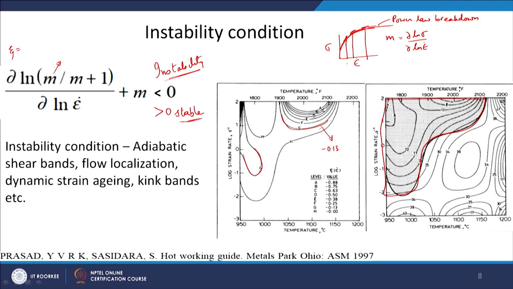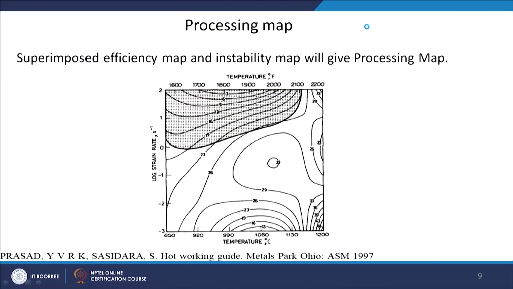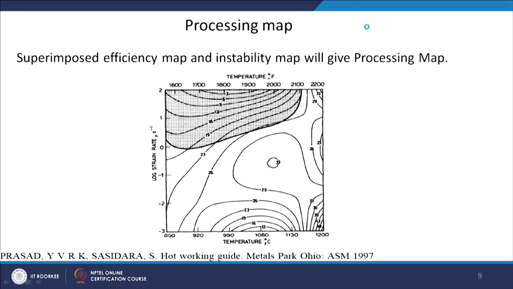Similarly, I think you should be able to calculate this zeta also, because only m and epsilon dot are there. Okay. So, you have to take ln of this and then differentiate it. And if the value is less than 0, you know that these are unstable regions. Okay. So, basically the processing map is the one where the efficiency map and instability maps are superimposed on each other. Okay. That combined gives you some processing condition, and that is why these are called processing maps.